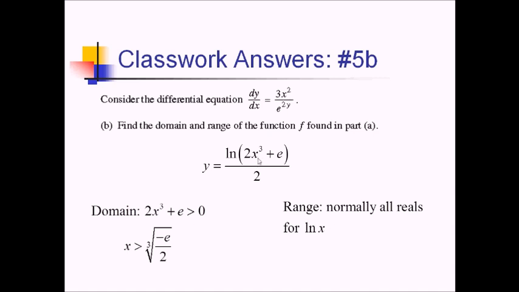Let's look at the inputs here. Are there any inputs that are off limits for this 2x cubed plus e? Well, we can go as negative as we want. We can plug in 0 here. We can go as positive as we want. Because we have an odd function, it goes forever in both directions. So because we're not limited inside here by this inner expression, that means ln can do its thing, hit all the real numbers. So our range for this whole function then is going to be all real numbers.